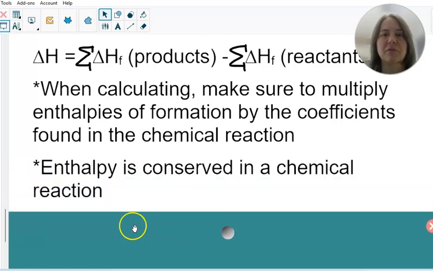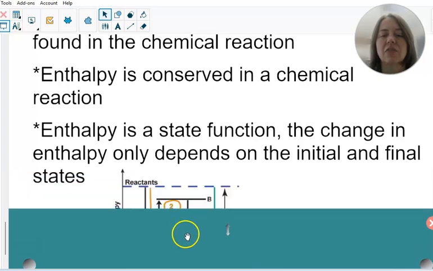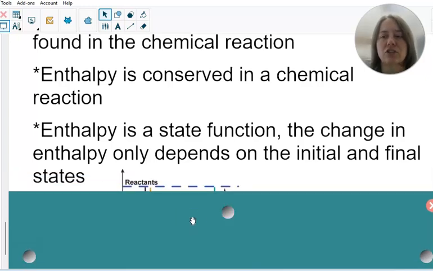A couple more things about it before we do that example. Enthalpy is conserved in a chemical reaction. So no enthalpy will be created, no enthalpy will be destroyed. Whatever is lost somewhere has to be gained somewhere else. And enthalpy is a state function.